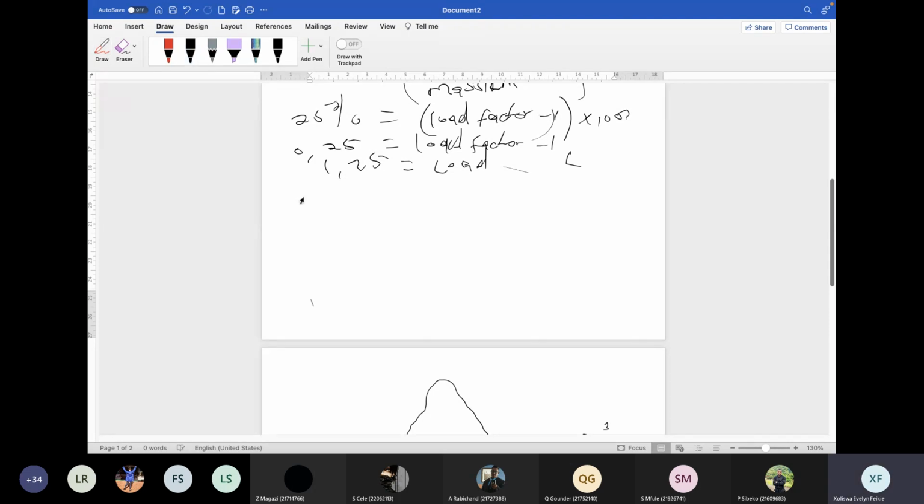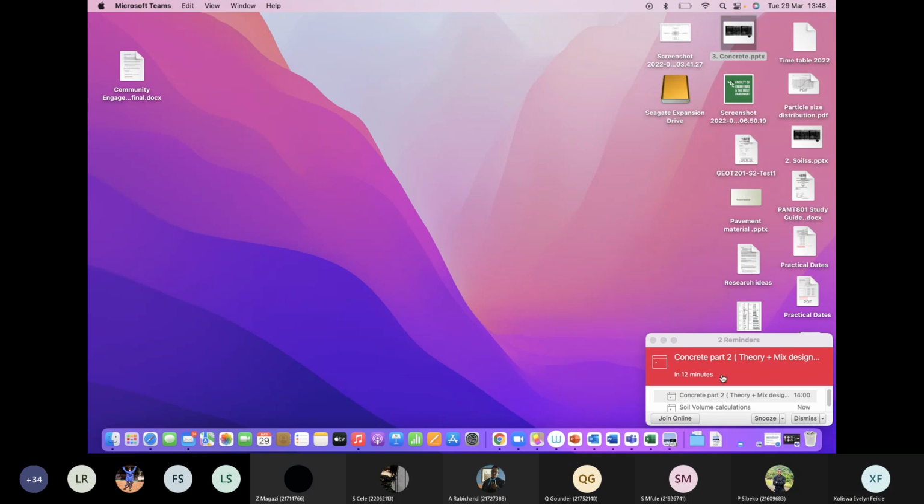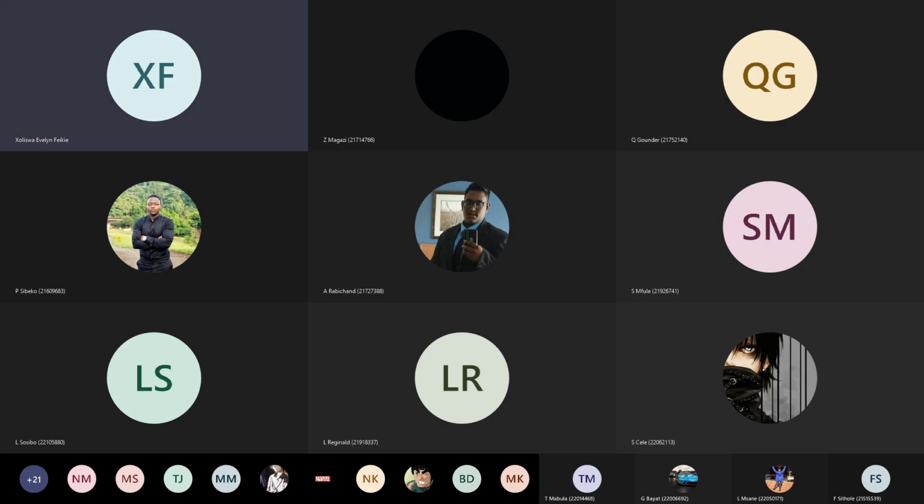So is there anyone who does not understand, or do you have any questions? No questions. Okay. If you don't have any questions, then for this one we will stop here, and we're going to continue at 2 o'clock, and we will be doing the last part of concrete, including the concrete mix design calculations.